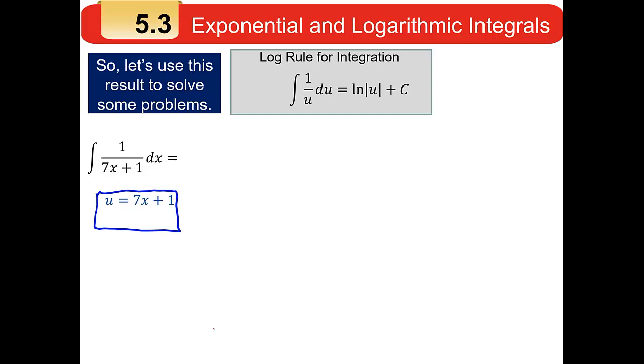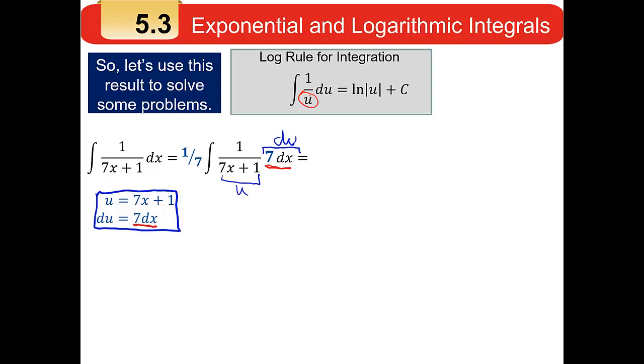Start off the same. You can see that the u is going to be the denominator, so it's going to be 7x plus 1. du will be 7 dx. You can see, though, that there's no 7 with the dx, but that's okay. You can put the 7 in as long as you multiply by 1/7 on the outside. Now your same strategy that you were doing with the exponentials and even before that, you substitute for u.